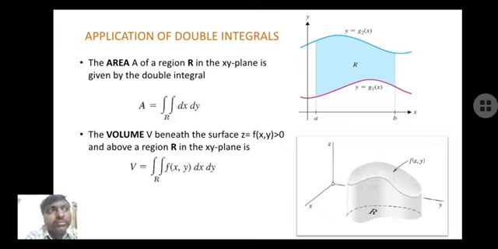Today we discussed multiple integrals: what is double integration, how to define a double integration, how to evaluate the double integration, how to find area in a two-dimensional space, and how to find a volume under a surface z is equal to f of x comma y. In the next lecture I will discuss different examples based on these properties and how to calculate double integration.